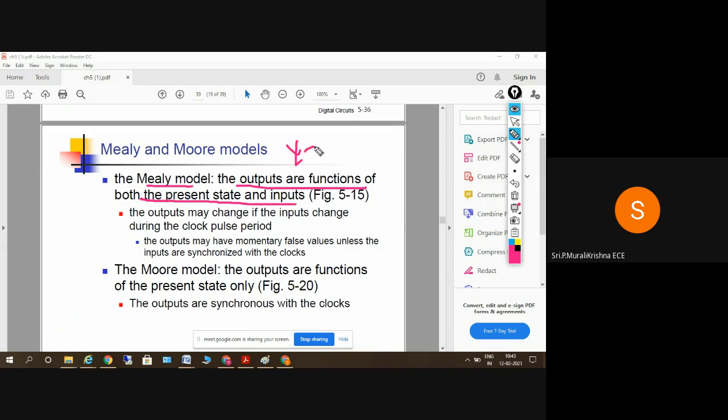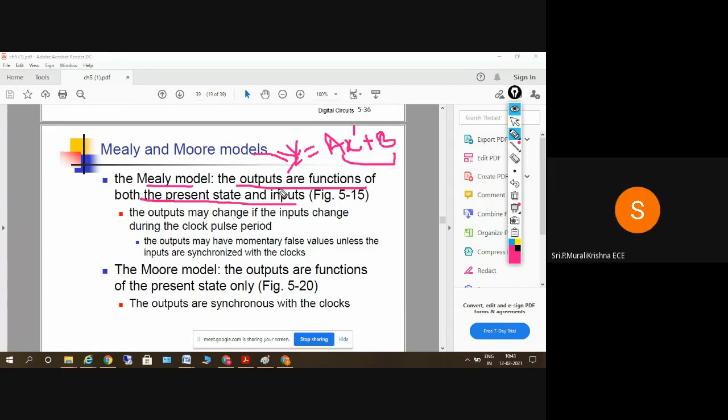Earlier I told you y is equal to a into b, so instead I get y is equal to a x bar plus b and so on. So this is the Mealy model here. The output depends on the present states and also the inputs. Output is a function of present states and also the inputs. Clear? Yes, sir.